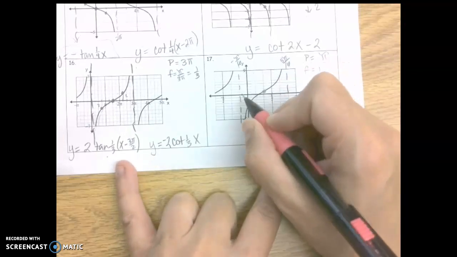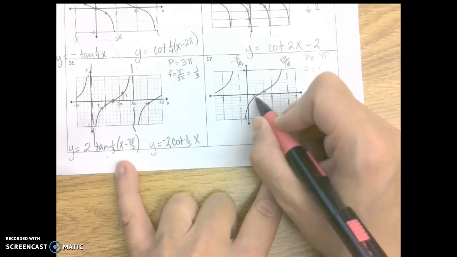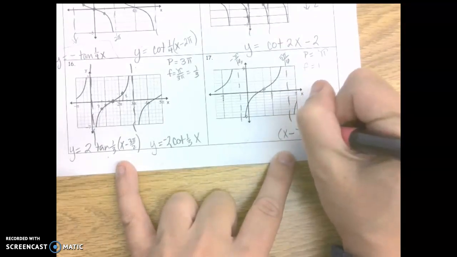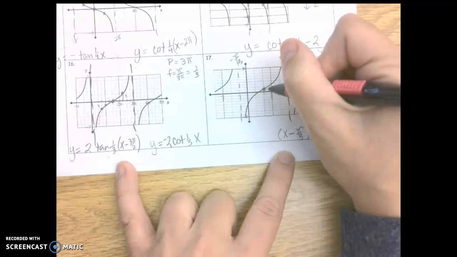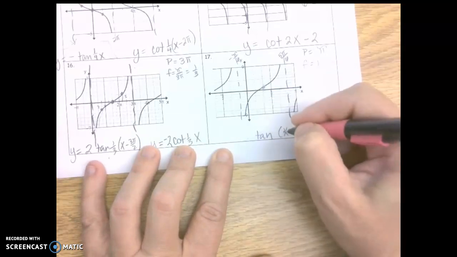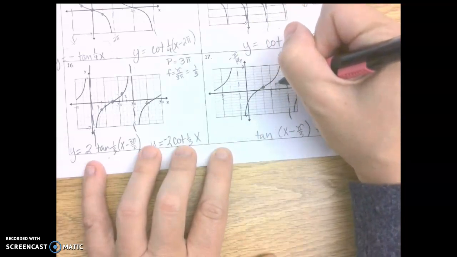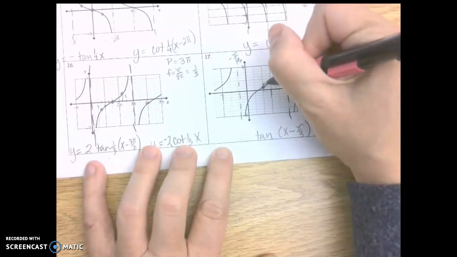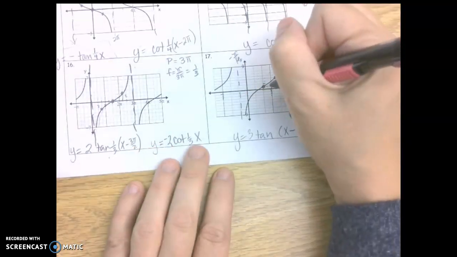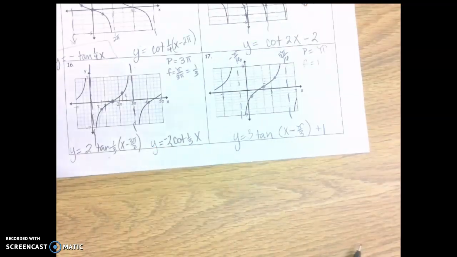All right, so I have a phase shift here. This will be 2 pi over 6. 2 pi over 6 is, so that's pi over 3. So my phase shift would be right pi over 3, up 1, and I'm looking at a tangent. Frequency is 1, and then I need my multiplier. So I'll go 1.5. So that's 1, 2, 3. Okay, and that's how you write the equations.